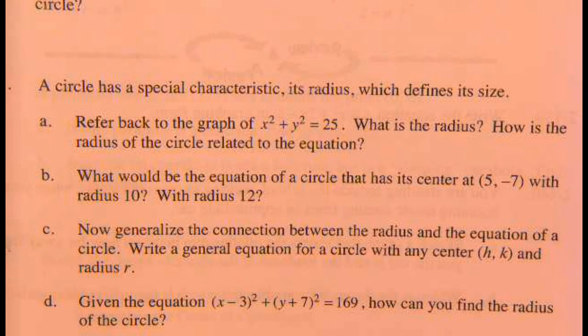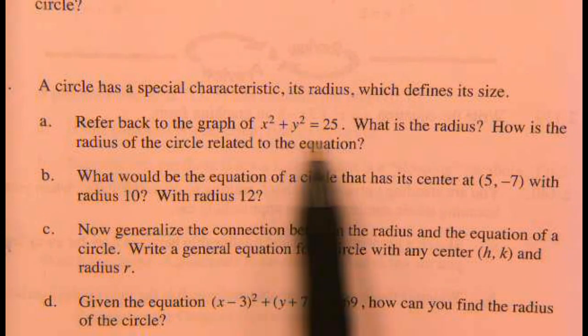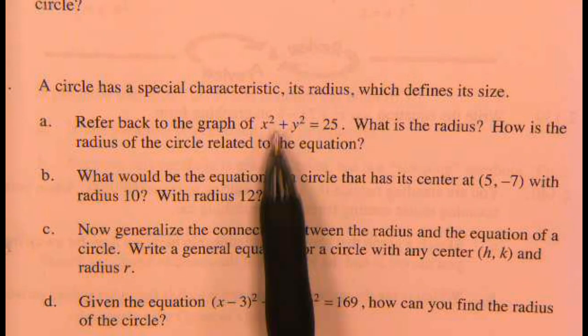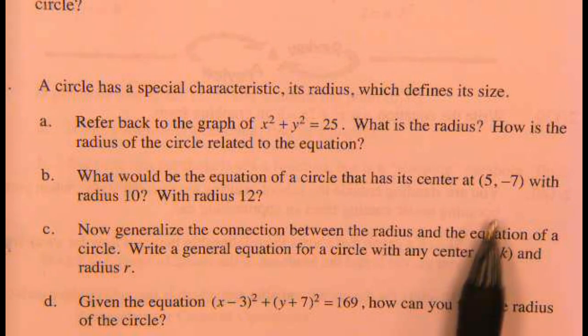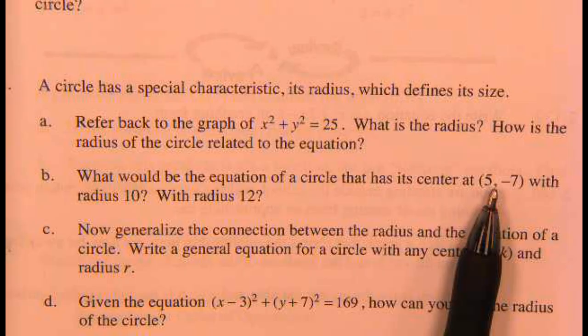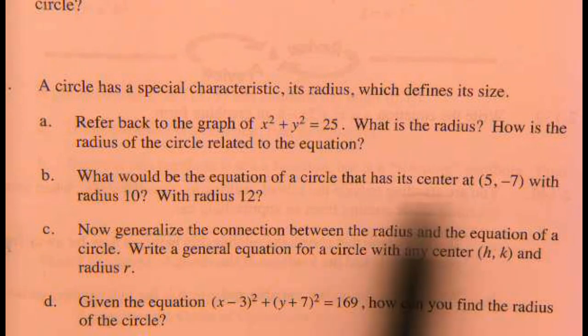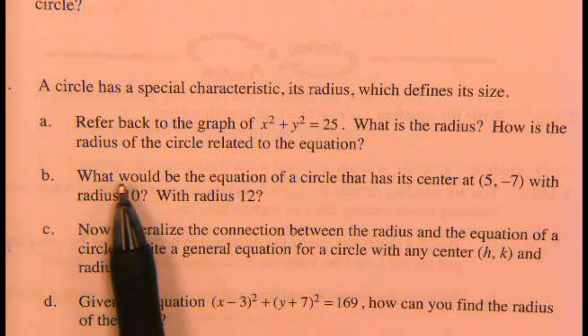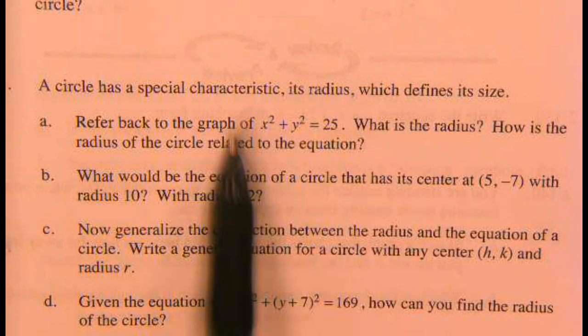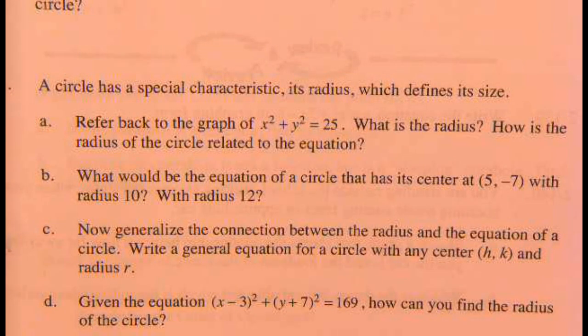Okay? So thinking about other graphs that we've done recently, what would you expect the equation to be? Go ahead and guess it if you're not sure. What would you expect the equation to be if it was shifted to having a center at 5, -7, and then with a radius of 10? Okay, so use this as your guide, but it's shifted and then has a different radius.